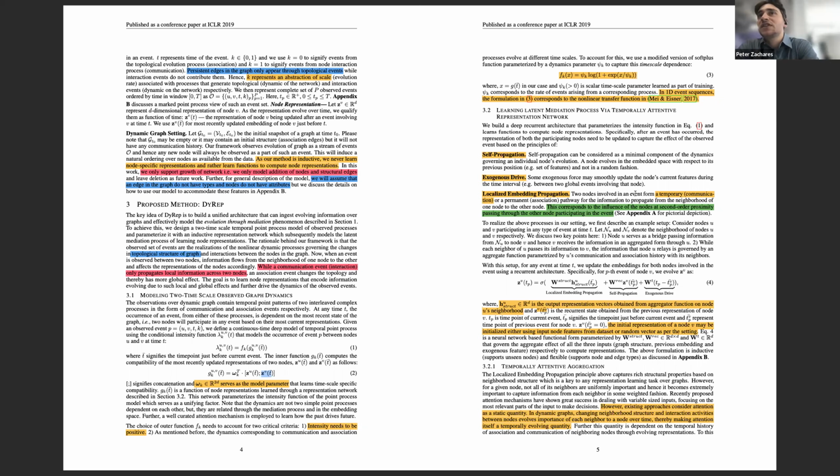The second one is called exogenous drive, which says some exogenous force may smoothly update the node's current feature during the time interval. So this is, again, assuming that there's some forcing function in the dynamics that just changes the node features over time. I thought this one was interesting because, again, I don't always see that this would be the case, but maybe, again, they're assuming you'll just learn a 0 weight matrix for exogenous drive. Also, the driving function is just dependent on how long between events, which means it's applied to every node and every graph in the problem the same.